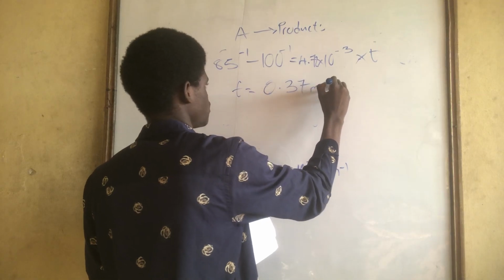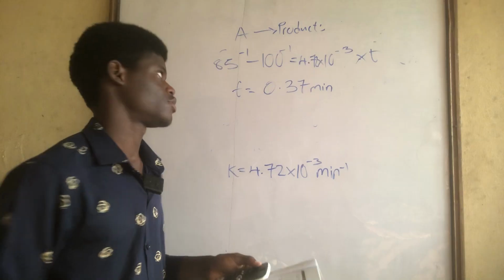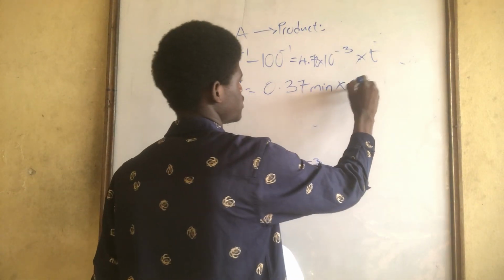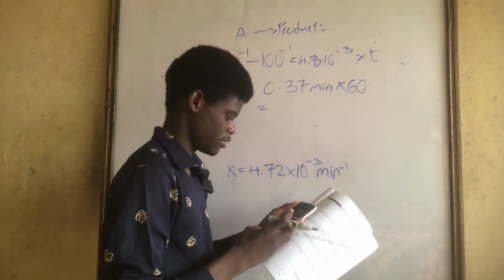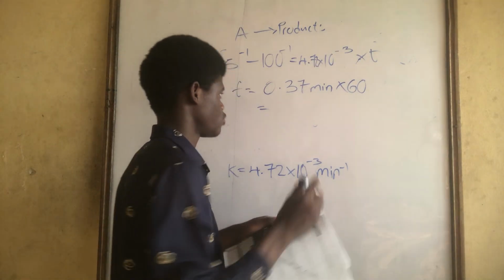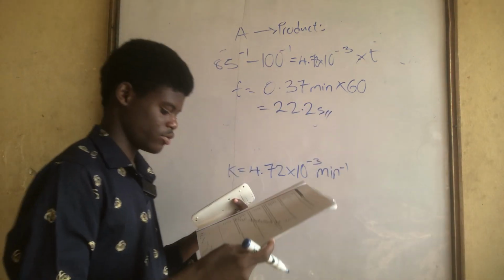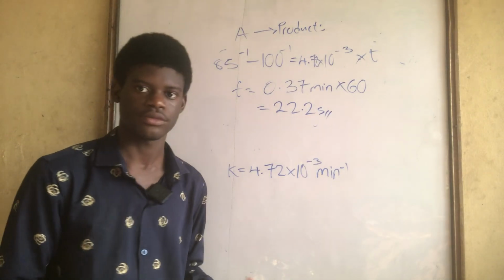This gives 0.37 minutes. But if you look at the options, they are in seconds. So you need to convert this to seconds. To convert minutes to seconds, just multiply by 60. 0.37 times 60, we'll have 22.2 seconds. So our answer is actually 22 seconds, option E. So 33 is option E.